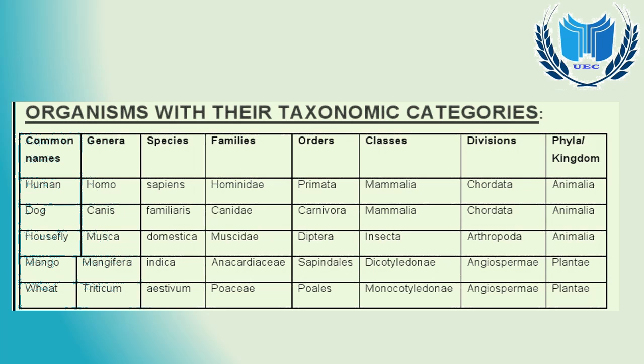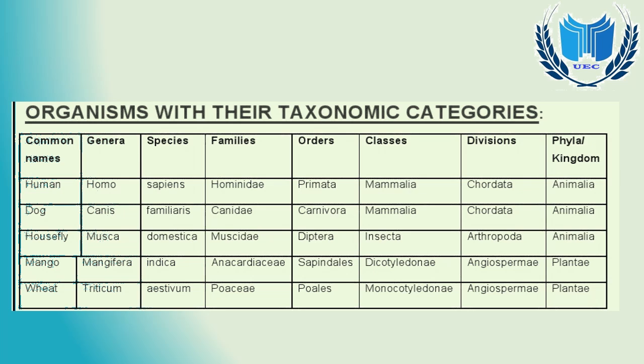Now another example, some plants. First one, mango. The mango genus name is Mangifera and the species is indica. That's why the biological name is Mangifera indica. The family is Anacardiaceae and the order is Sapindales. Then the class is Dicotyledon. Division, they are angiosperm plants. And the kingdom is Plantae.